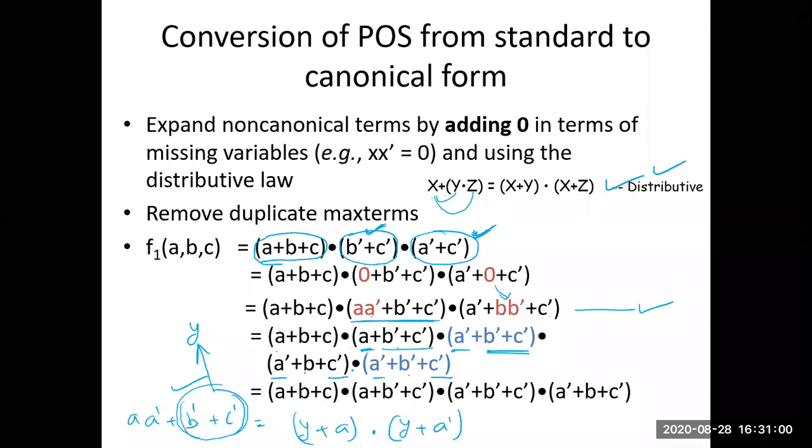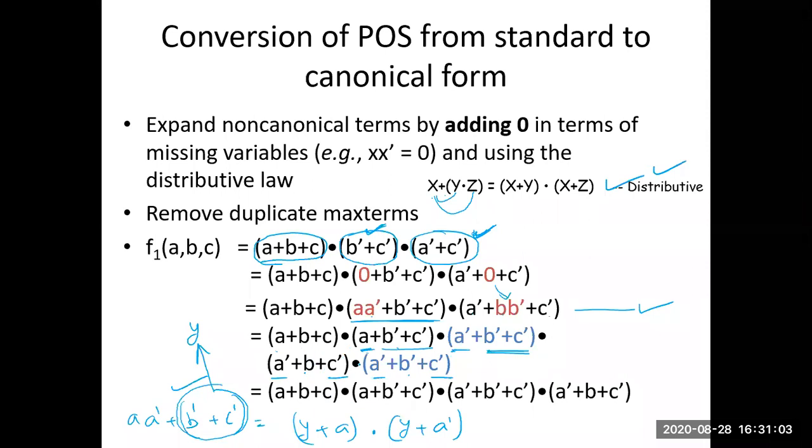After writing all the max terms, I need to see whether there is any overlap or not. By visualizing this expression, I can check that there is one overlap. This is A bar B bar C bar, and this is also A bar B bar C bar. So I can eliminate one. After eliminating one, I will end up with these four max terms in the dotted form, that is product of max terms. In this way, I can write standard form and convert it into canonical, whether that standard is in the form of SOP or POS.